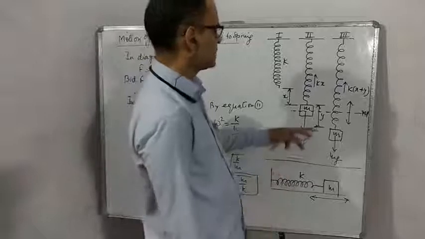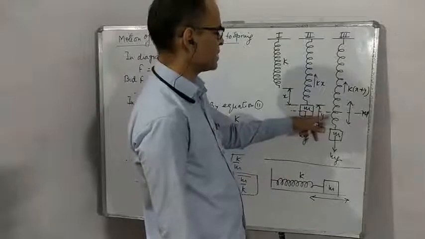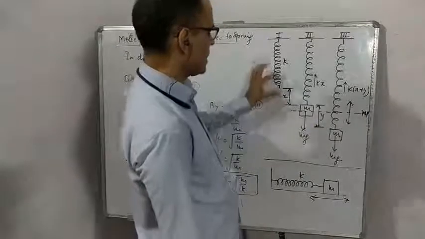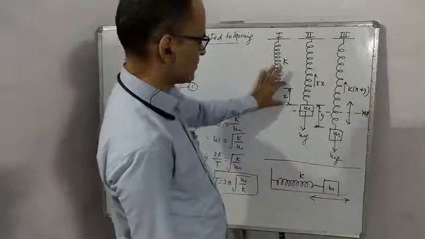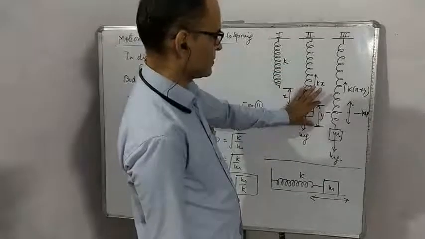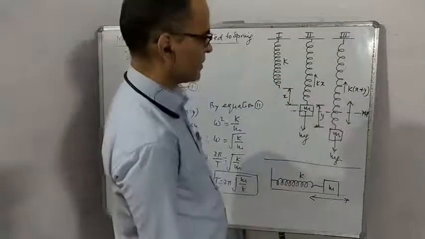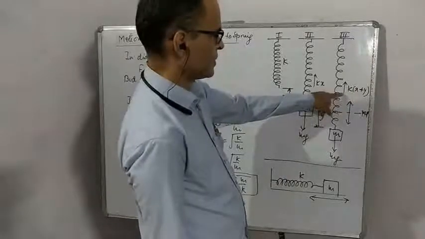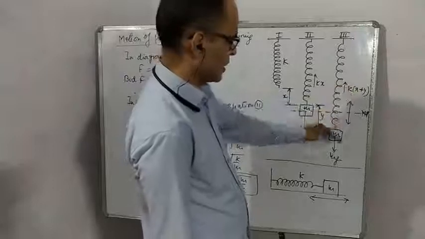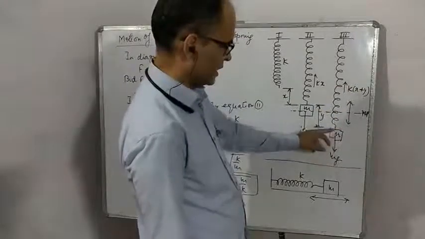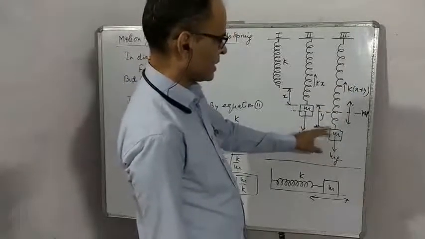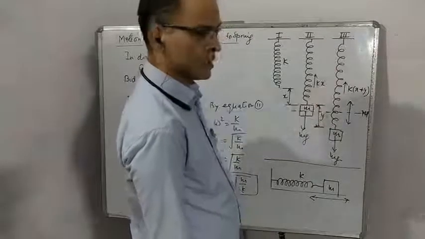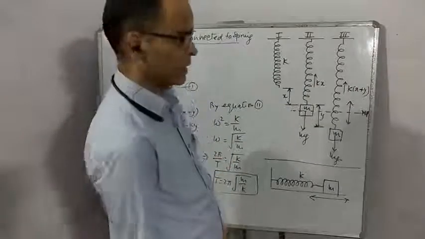Let us suppose the displacement from the mean position is y. Already the stretching of the spring was x. You have further stretched y. So the total stretch in the spring will be x plus y. So now the restoring force will be k(x plus y) and the downward force is mg. In this situation, the particle is not at rest, but it is oscillating up and down. So some force is acting on the particle.